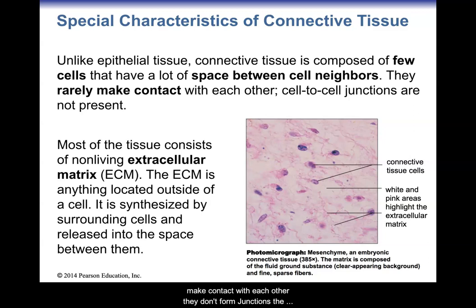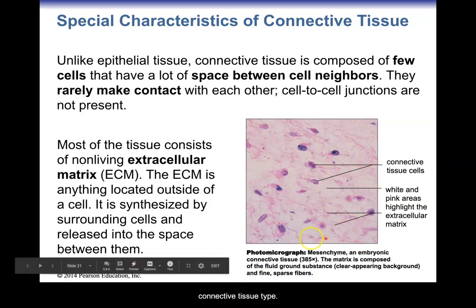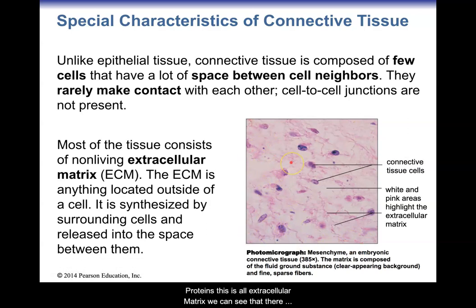They don't form junctions. Really, what I want to point out, the beautiful part of connective tissue, is that it is composed of a non-living extracellular matrix. What I mean by that is extra, outside, cellular, the cell: what's found outside of the cell. Really, everything that you see here that's not the cell, everything. That pinkish area, those are fibers. That whitish area is going to be water, ions, depending on the connective tissue type. Proteins, this is all extracellular matrix.